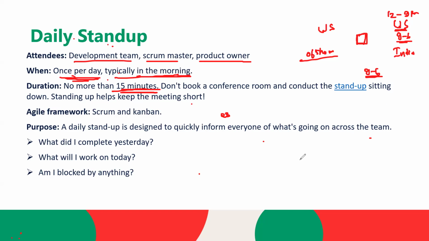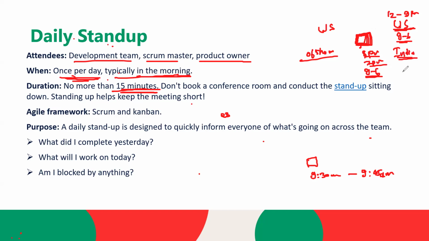So if all the team members are in India only, then it will happen generally at sharp 9 or 9:30 and it will complete at 9:45. If your client is from US and you are in India and your lead and other people are sitting in US, then generally this call will happen in the evening, maybe your 8 p.m. or 7 p.m. This is just an assumption.